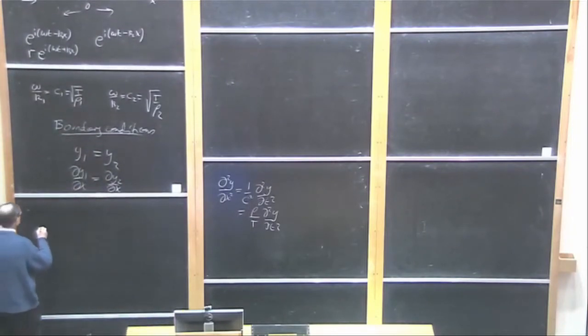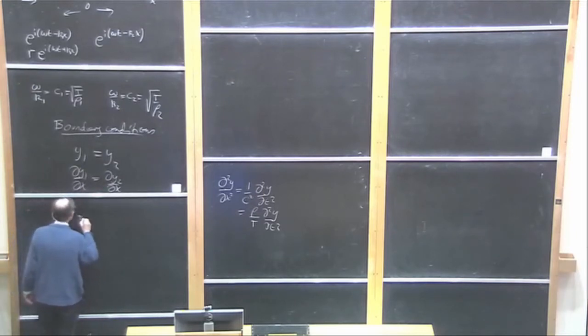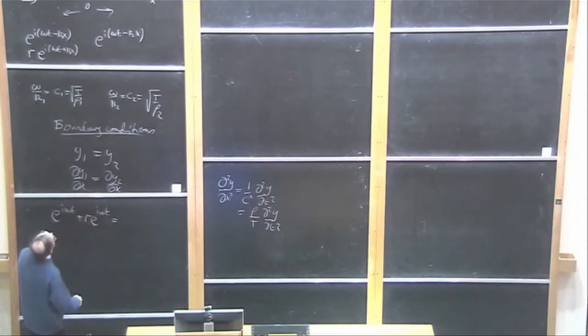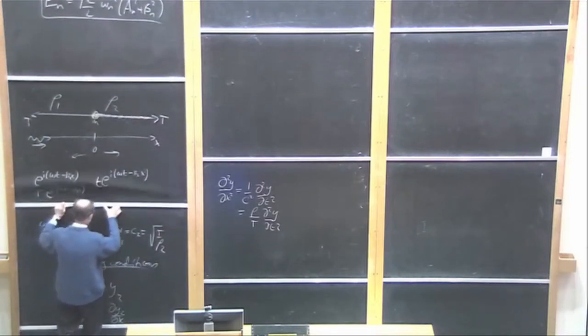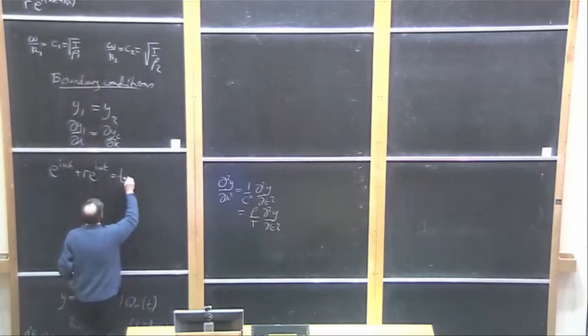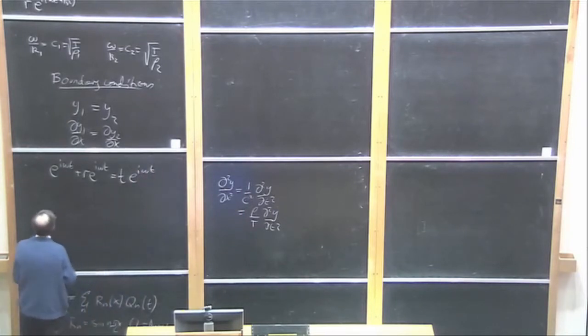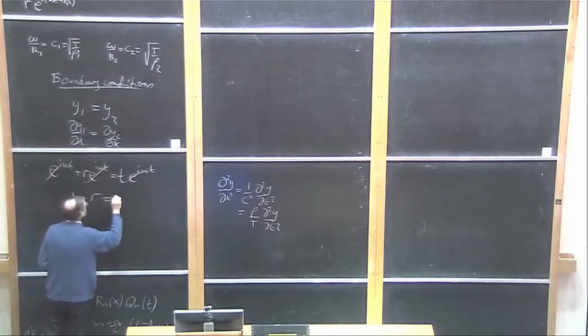So I put in all the terms on the left and evaluate them at x equals 0, which is where the boundary is, and I get e^(i omega t) plus r e^(i omega t). And on the other side, I needed an amplitude here, which I'm going to call t for transmitted. And that's equal to t e^(i omega t). And very conveniently, the time cancels throughout to give us 1 plus r equals t.